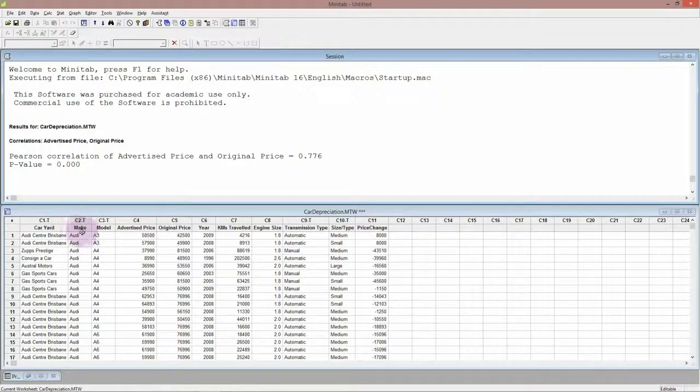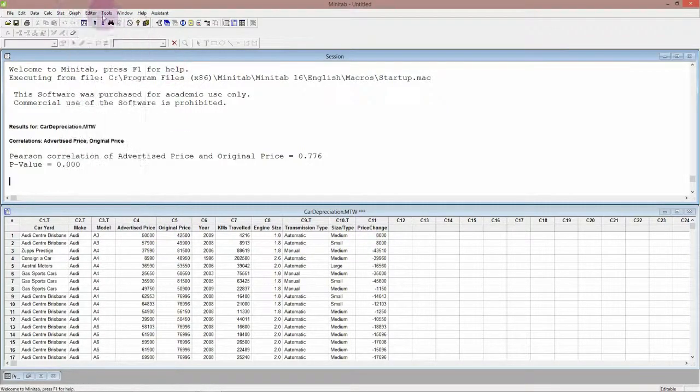Obviously they were interested in the make of the car, as in whether some cars retain their value better than others. They also noted down the car yard in case that was important, the model number, I believe this is the original year of purchase, kilometres travelled, engine size, transmission type, size or type of car, and then they calculated the price change from the original to the advertised price.